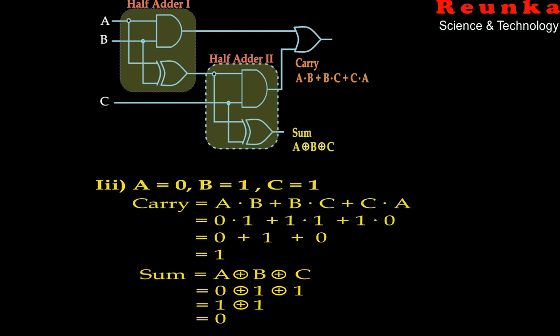So 0 plus 1 plus 0, that will be 1. So carry is 1. At the sum, A XOR B, that is 0 XOR 1, will be 1, and the third bit C, that is equal to 1, if it is XORed with this one, so 1 XOR 1, at the output we will get 0. So when A equals 0, B equals 1 and C equals 1, we will get sum as 0 and carry equal to 1.